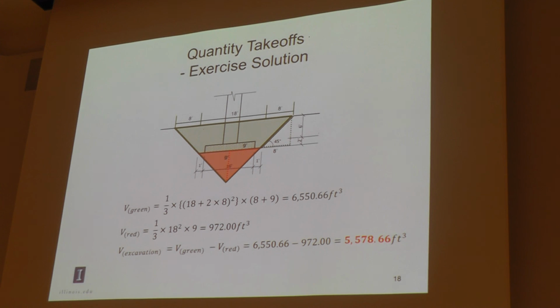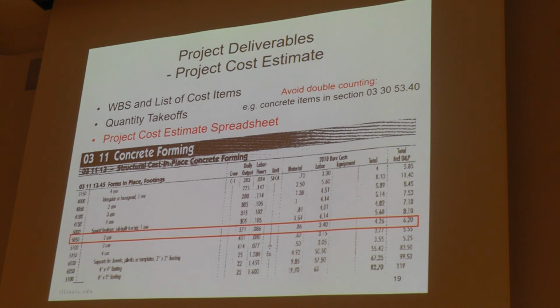All right, let's continue. So after we have the quantity, we need to do the project cost estimate spreadsheet, and we will rely on the RS Means. This is the snapshot of RS Means for the form. As you can see here, we have a spread form, and we can get the daily output. We can get the unit, which is square feet contact area. We can get the unit price of the material, the labor, the equipment. We can get the total unit price.